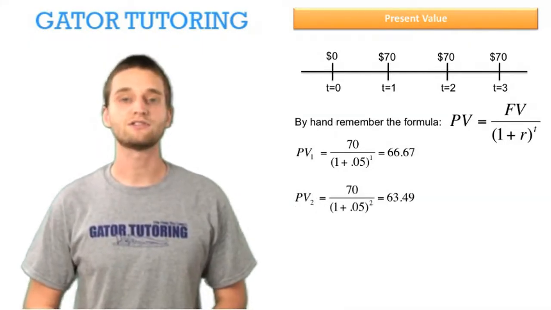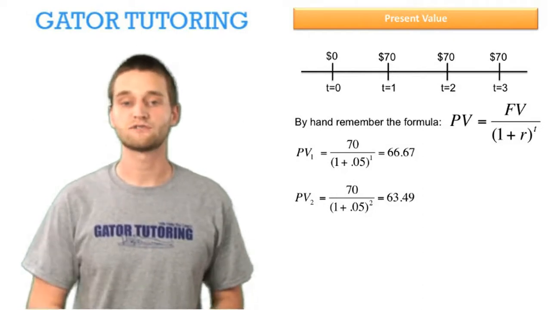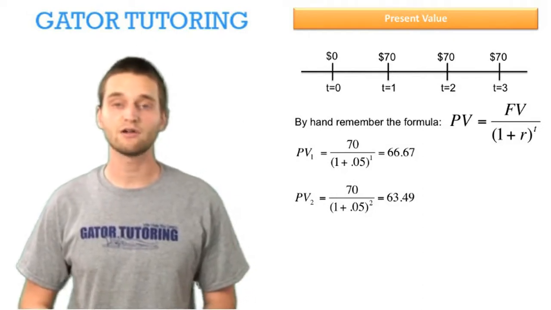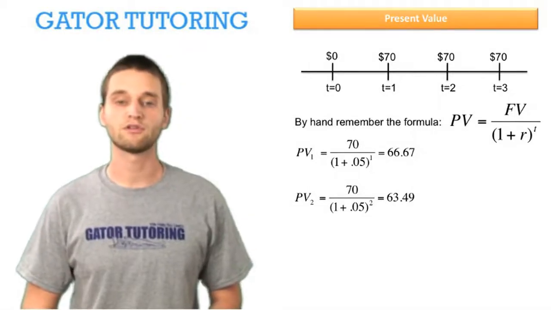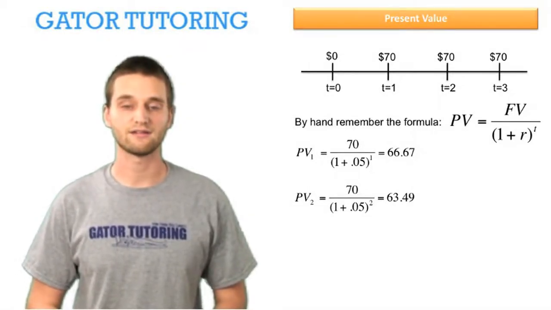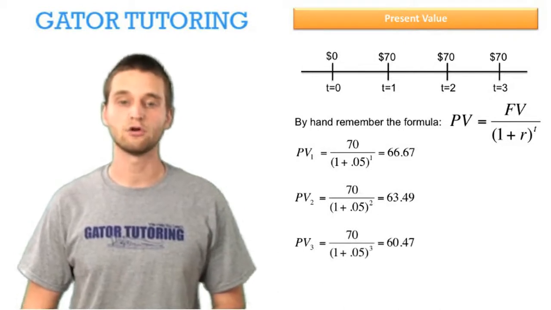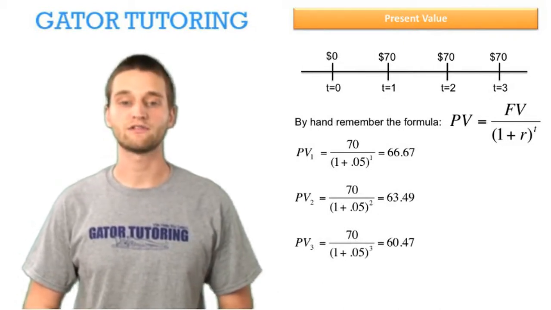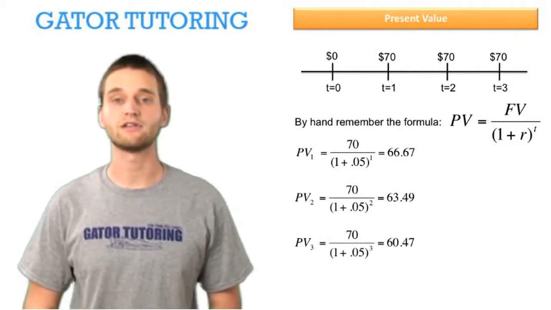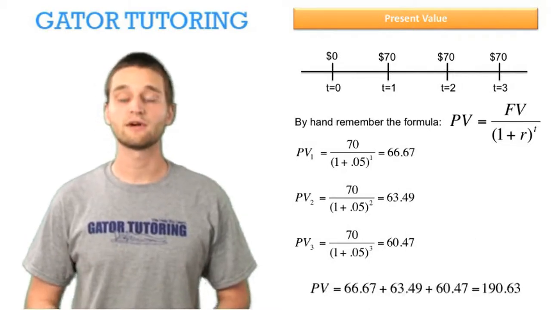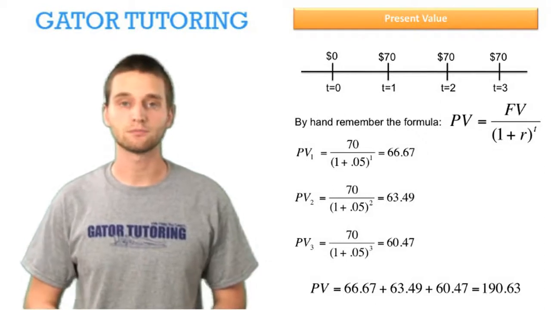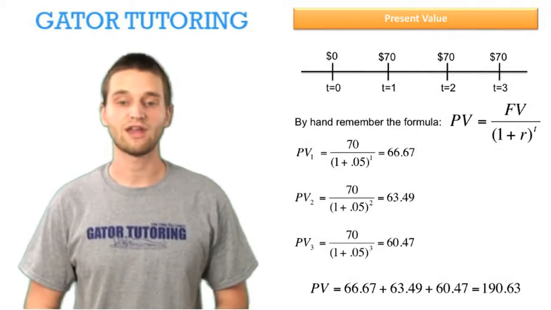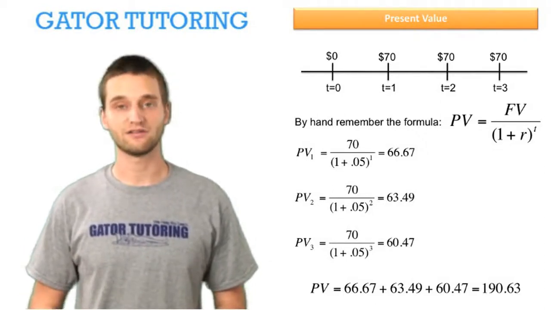We need to do this for the other cash flows. The only thing that changes is the time period. So we just change it from 1 to 2 because the second $70 we receive occurs 2 years from today. We find that to be worth $63.49. And our last cash flow is worth $60.47. We just had to change the time period to 3. To find the present value of all these cash flows today, we just need to add up their individual present values. And again, we see it's the same answer, $190.63.